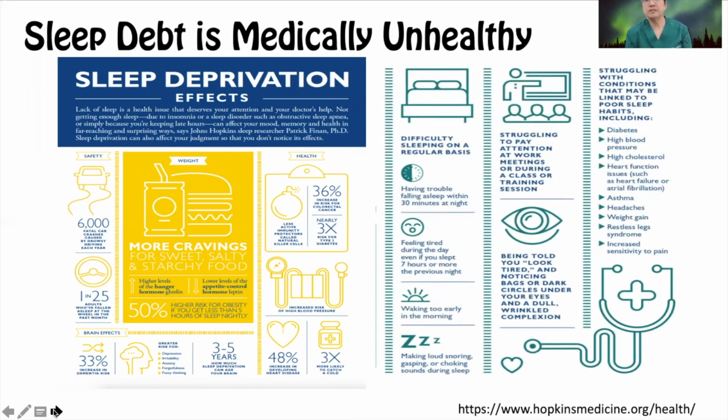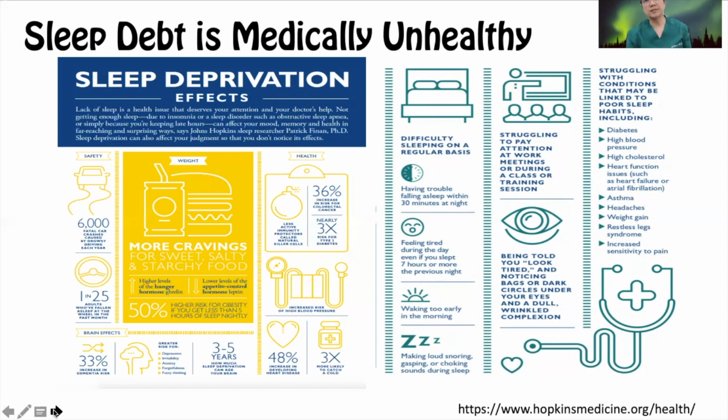First, if you have difficulty sleeping on a regular basis, if you feel tired during the day even if you think you slept 7 hours, or when you start waking up very early in the morning, or if your partner complains that you've been snoring loudly in the past few days. And once you go back to work, you are struggling to pay attention at work meetings or during a class or training session. Or friends will start to tell you, I think the pandemic has made you sleepless because you look tired and they have noticed some eye bags or dark circles around your eyes.